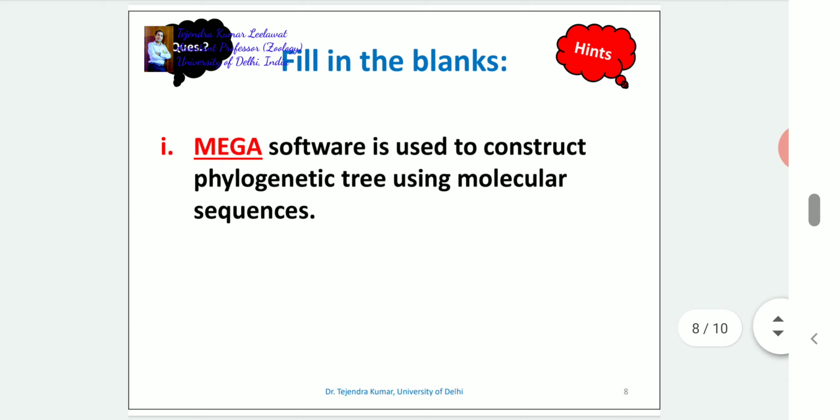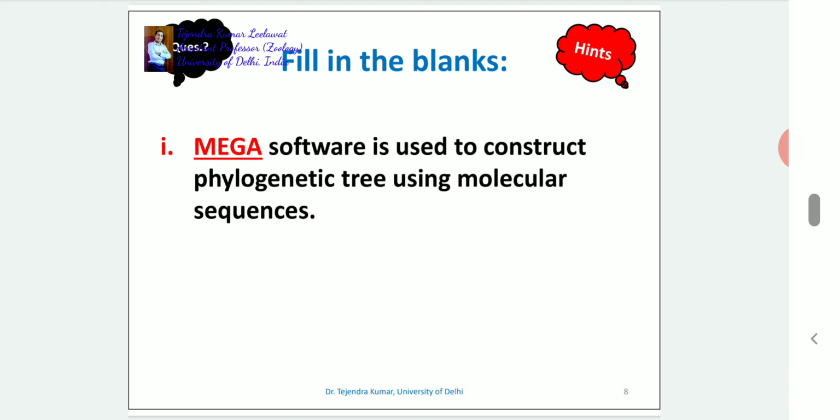Next, this question was asked as a fill in the blanks, and the question was: the software used to construct a phylogenetic tree using molecular sequences. Although there are many software packages present at this time, by my estimate there are more than 60 or 70 available for making phylogenetic trees. Most of them are paid versions, and some are free also.